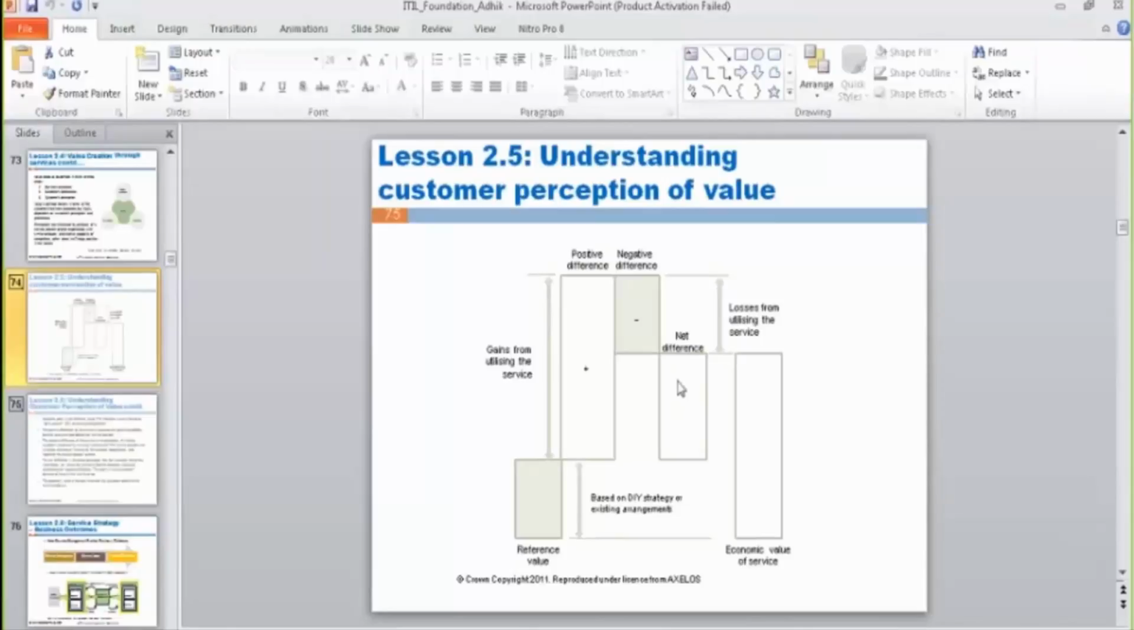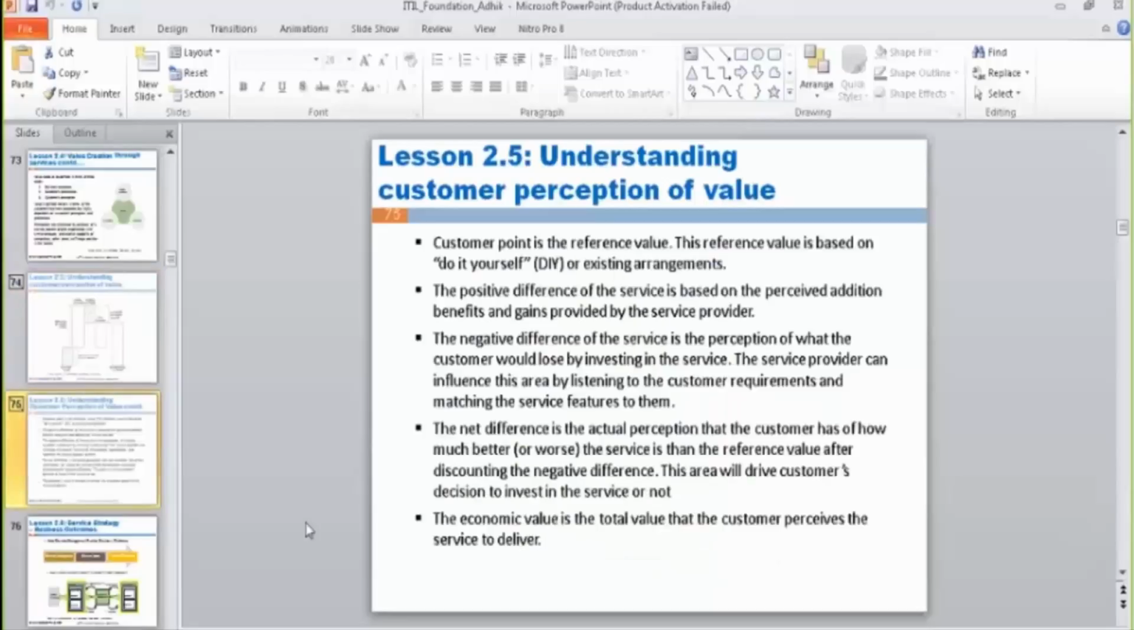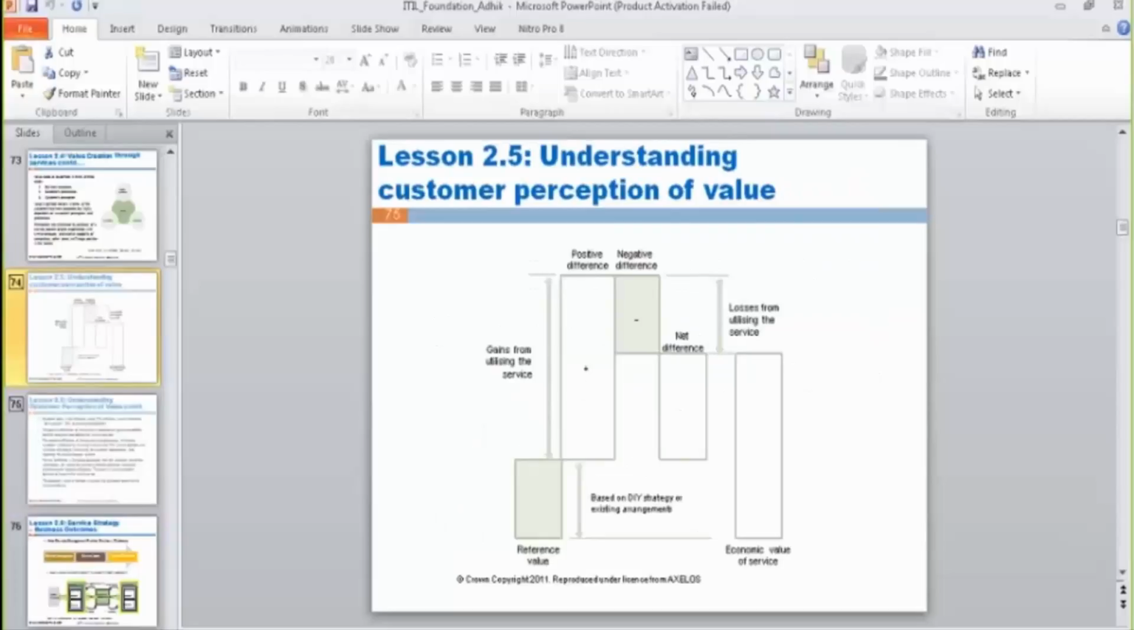And the last in this graph, this is the economic value. What does it say? The economic value is the total value that the customer receives the service to deliver. This is my total value. So this is my graph. This is the customer perception of value.